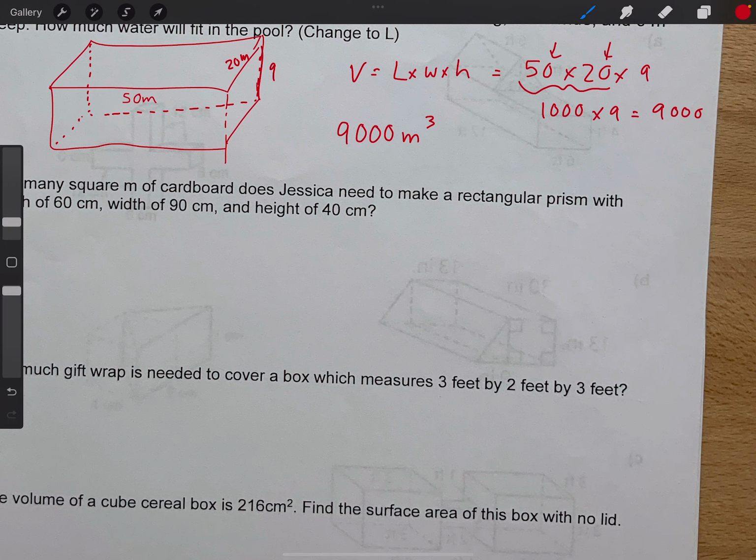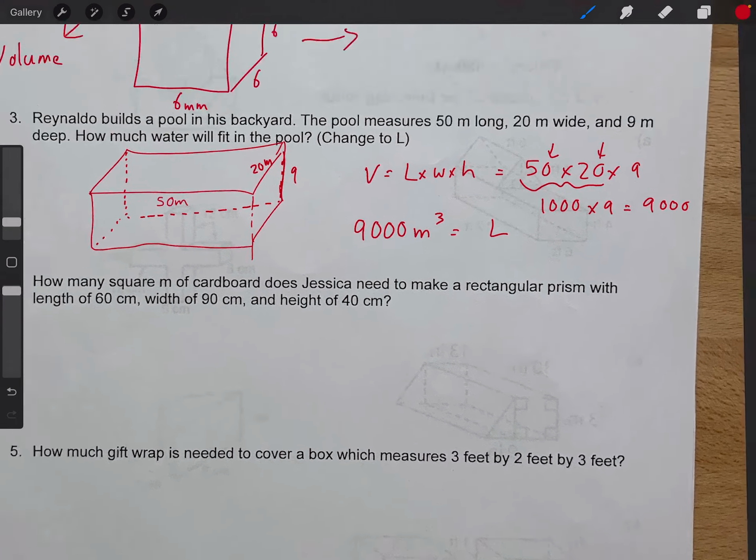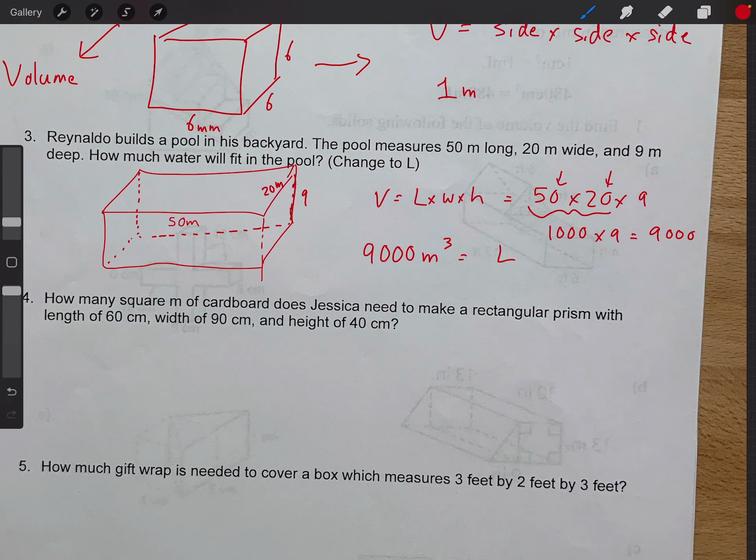Now we've got to convert this into liters. How does that work? Well, we know that 1 meter cubed is equal to, let me think, 1 million centimeters cubed. And that's equal to 1 million milliliters, which equals 1,000 liters. So what that means is that 1 meter cubed is equal to 1,000 liters.